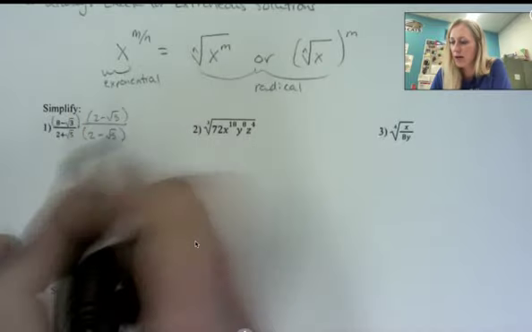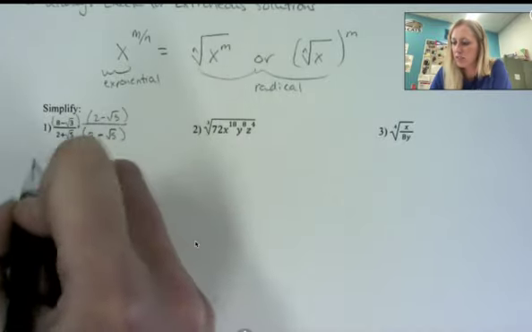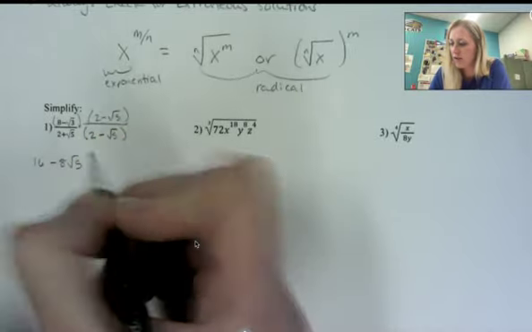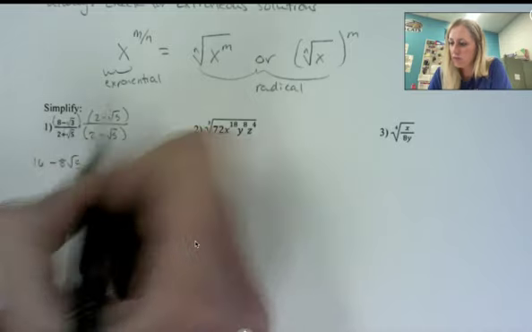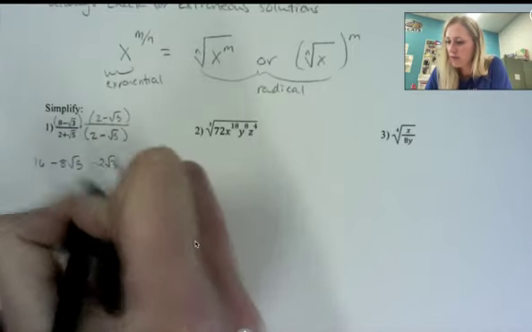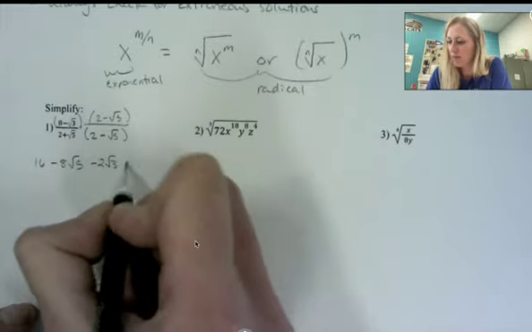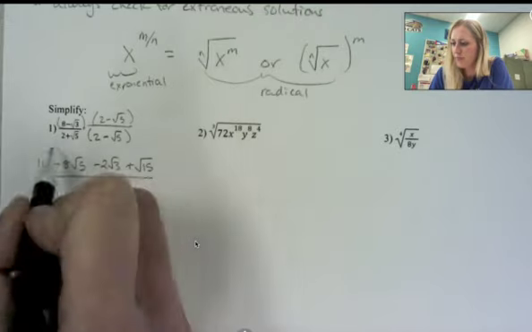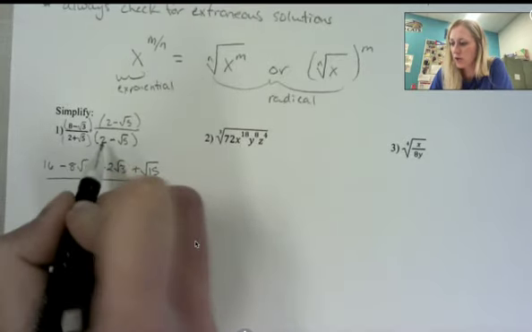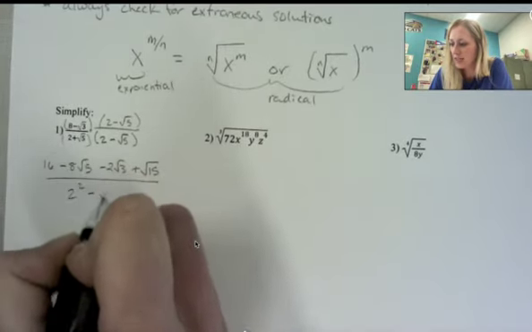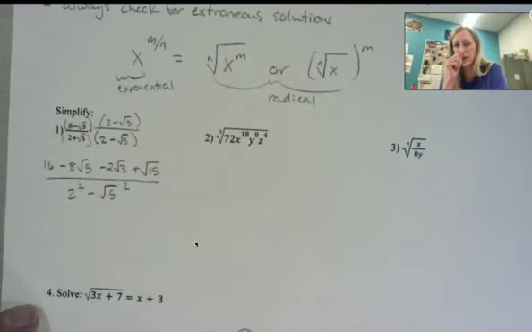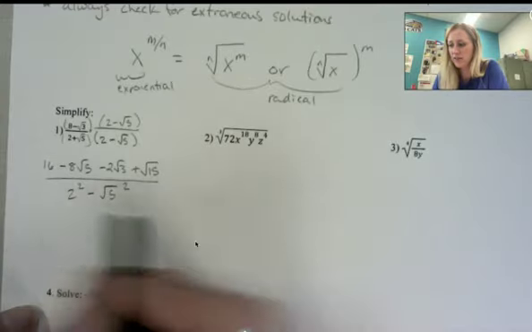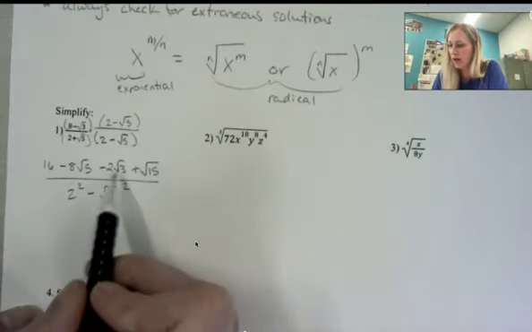Okay, so on the top I'm distributing. So 8 times 2 is 16. 8 times negative root 5 is negative 8 root 5. Negative root 3 times 2, negative 2 root 3. And negative root 3 times negative root 5 is a positive root 15. Over, this is difference of squares, so it's the first term squared minus the second term squared when I put it back together. So I'm going to simplify a little on the top. I actually cannot combine anything on the top, so that stays the same because all those radicals are different.